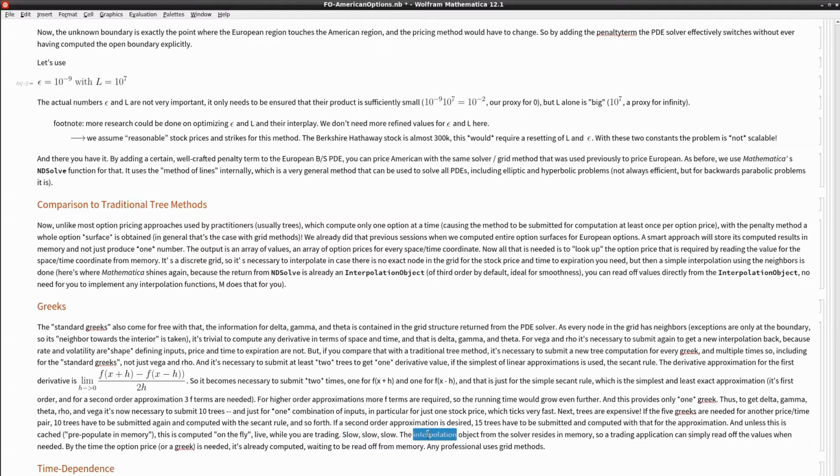But the interpolation object from the solver resides already in memory, so the trading application can simply read off the values when needed. When you need it, it's already computed. Just read it from memory. You should never trigger the computation by the time you need it. Then you're introducing latency, and you can never do any sensible algorithmic trading with that. By the time the option price or Greek is needed, it's already computed, waiting to be read off from memory. Any professional uses grid methods.